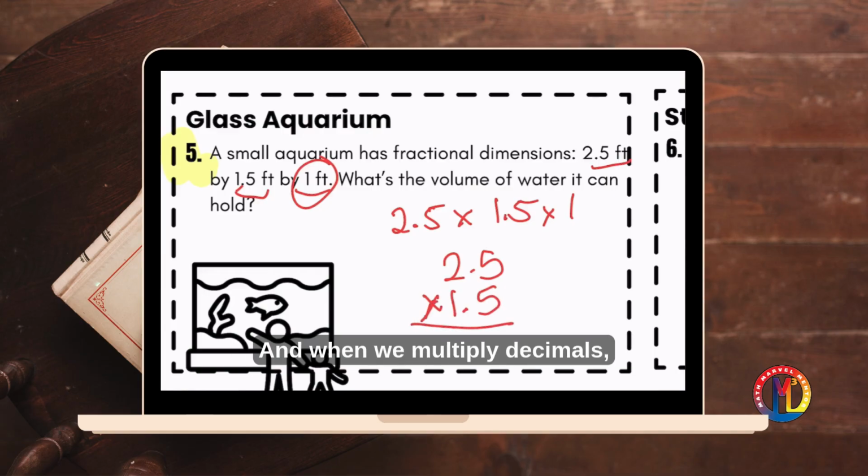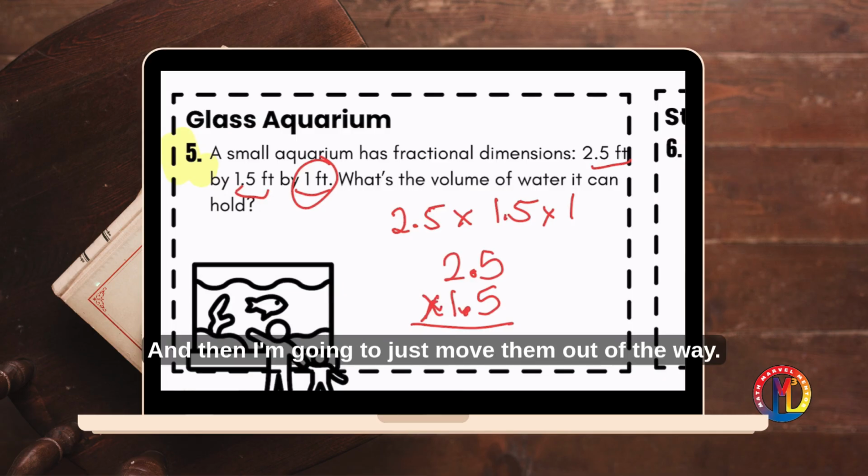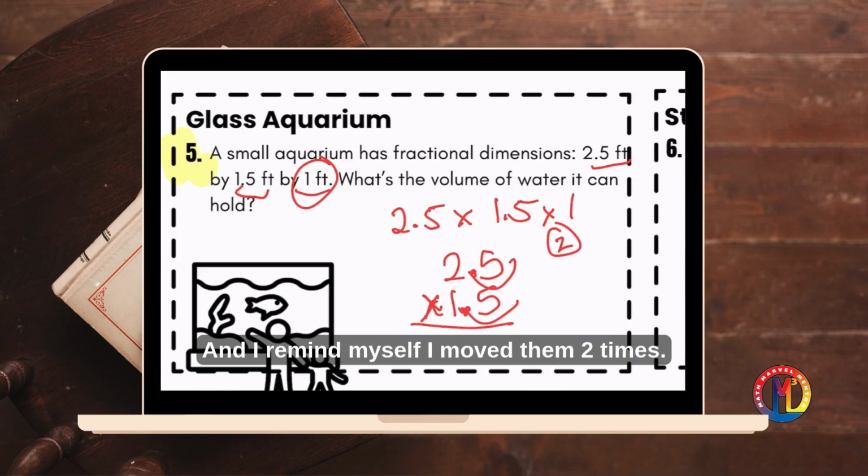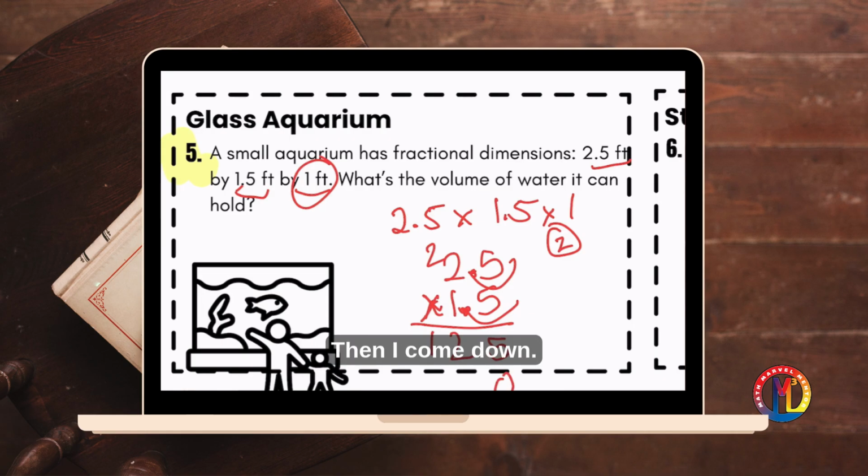And when we multiply decimals, you need to line up the decimal places, and then I'm going to just move them out of the way 1, 2 spaces, and I remind myself I moved them 2 times, and I'm just going to multiply this through like 25 times 15. So 5 times 5 is 25. I carry the 2. 2 times 5 is 10 plus 2 is 12. Then I come down. 1 times 5 is 5. 1 times 2 is 2. And then I'm going to add everything. I get 5, 7, 3. So 375.